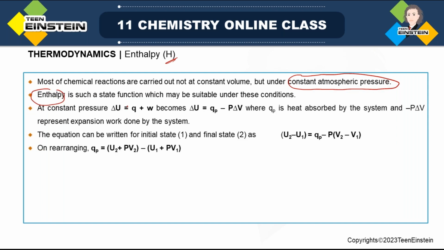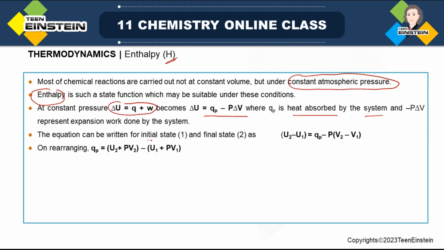At constant pressure, we know that this term we have just seen for the isobaric process will be changed to this, provided it is heat absorbed by the system. That is why there is a negative sign, because work is done by the system. So heat absorbed is QP, and minus P del V represents the expansion work which is done by the system. Now this equation you can write in a different way.